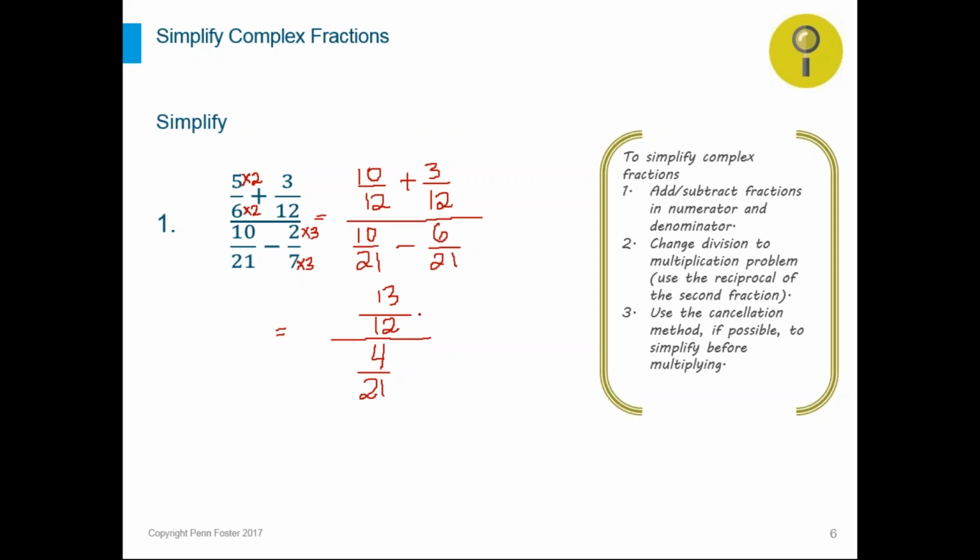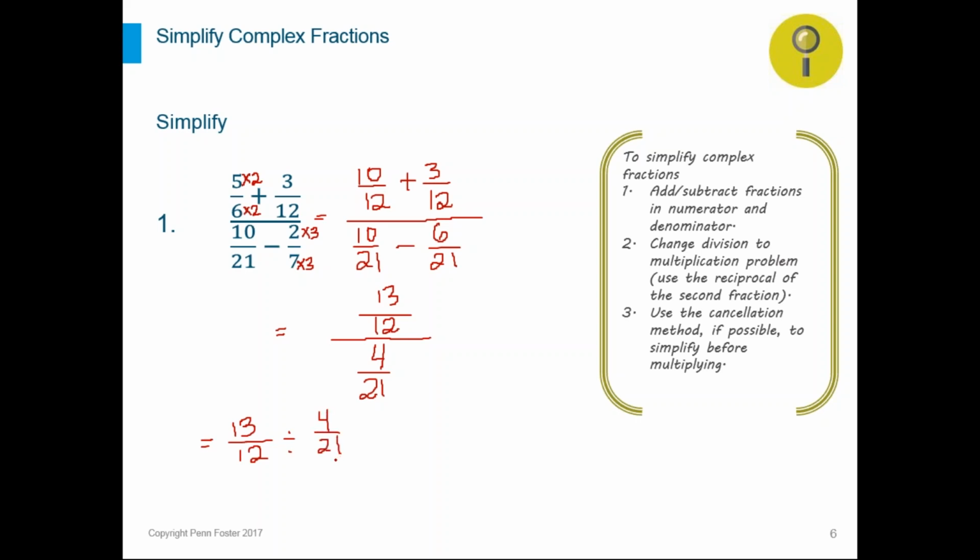Now, this answer is not the simplest form. We still have a complex fraction. We need to simplify that fraction. And from there, here's the new thing that we're going to learn. To simplify a complex fraction, we're going to treat that problem as a division problem. This is as if we are seeing this problem, 13 over 12 divided by 4 over 21.